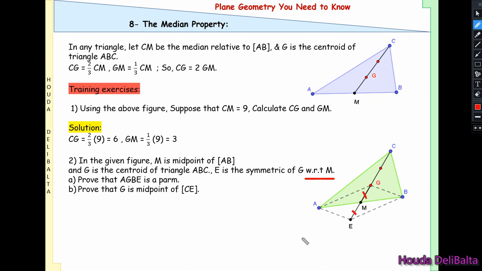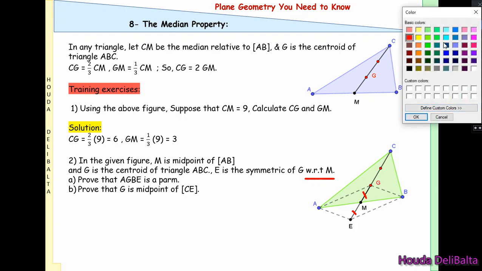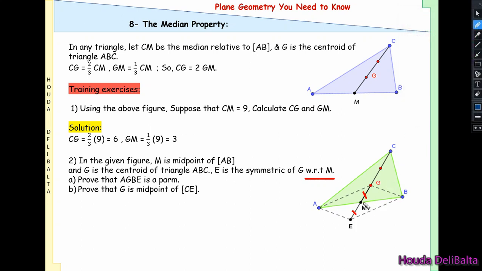How to prove a parallelogram? We can use sides or we can use diagonals. Here, it seems that we are going to use diagonals because, let's look at the figure. We have that M is the midpoint of GE by symmetry, and we have that M is the midpoint of AB by given. Thus, the diagonals GE and AB bisect each other at the same midpoint M. So to prove the parallelogram here, we are going to use the diagonals. Let's see the answer.